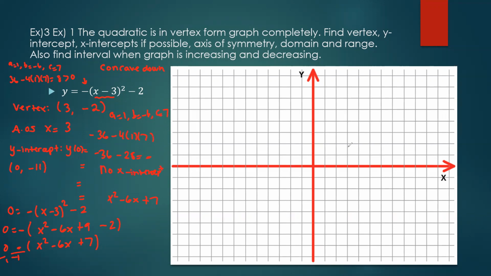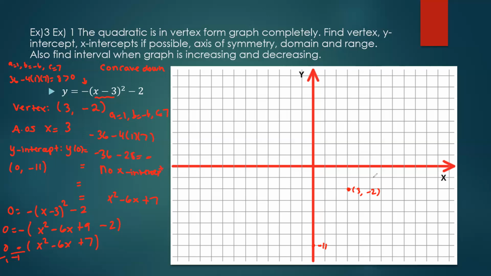So if you graph it, let's plot our vertex. 3 comma negative 2, 1, 2, 3, 1, 2. This is 3 comma negative 2. My y-intercept is 0 comma negative 11. Let's just pretend this is negative 11 right here because it's not to scale. And 2 points is really not good enough. We need an extra point.